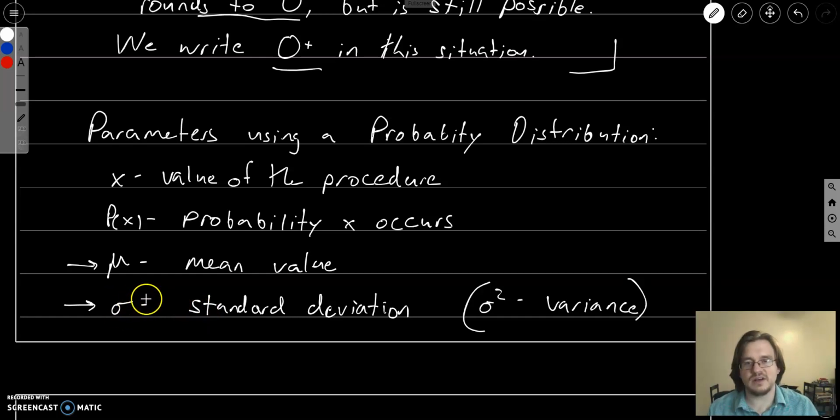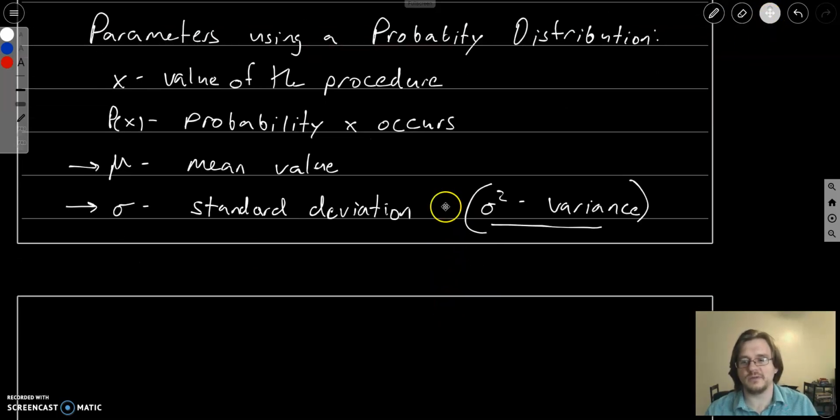We'll use sigma because this is again a population. We're talking about the entire population, not just a particular sample. Remembering that the standard deviation squared is called the variance, and most of the time the standard deviation is going to be more useful to calculate and to know.